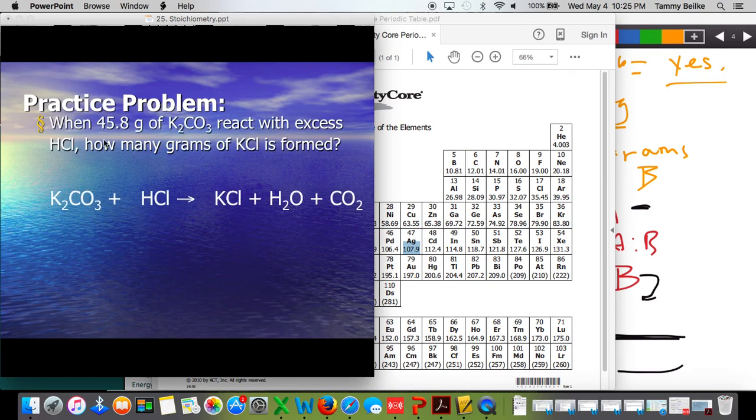Okay. One more problem. When 45.8 grams of K2CO3 react with excess hydrochloric acid.